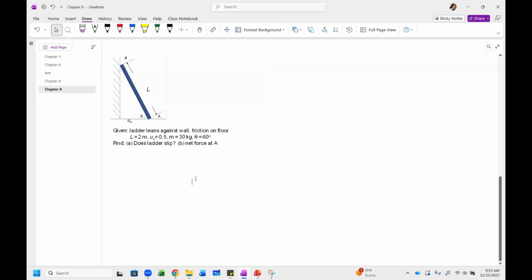Okay, so here we have a problem with a ladder leaning against the wall. No friction on the wall, friction on the floor. This is a classic physics problem where we need to see, does the ladder slip? And then this one also asks, what is the net force at point A?